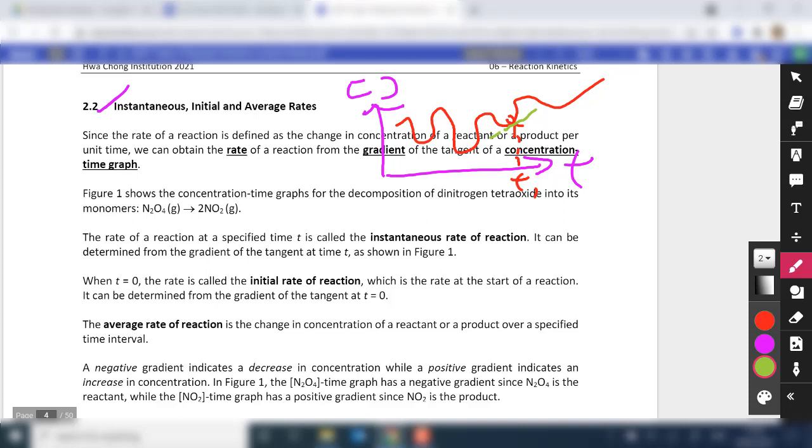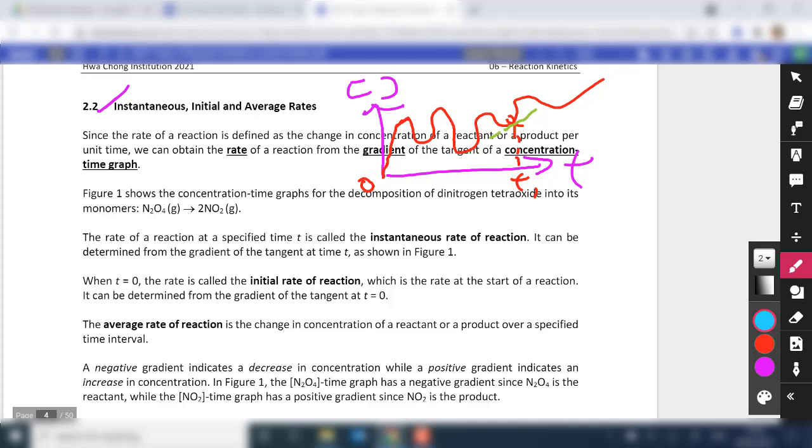Then what about initial rates? What are we really talking about? My graph needs to connect back to zero. So let's say the rate is that, back to zero here. So the initial rate, as the name implies, is the instantaneous rate at time equals zero.